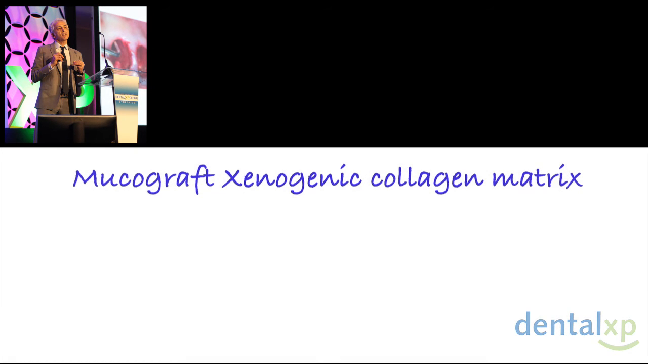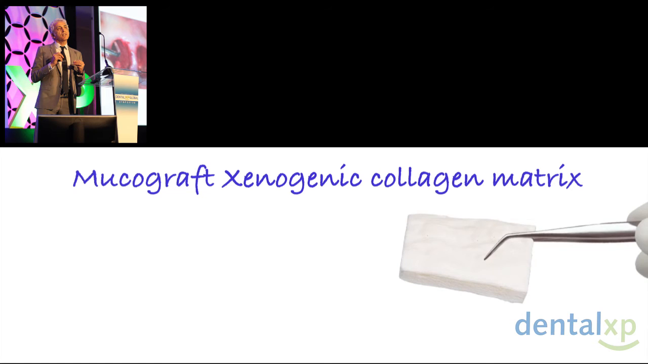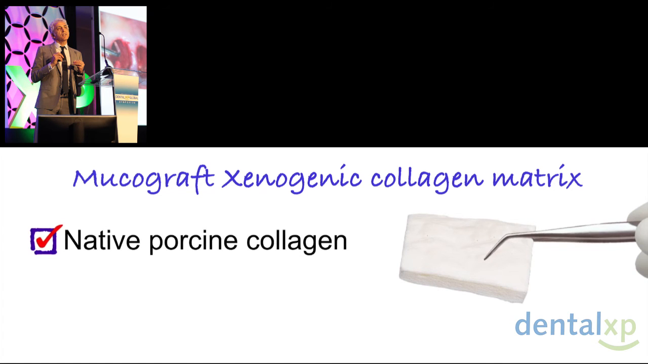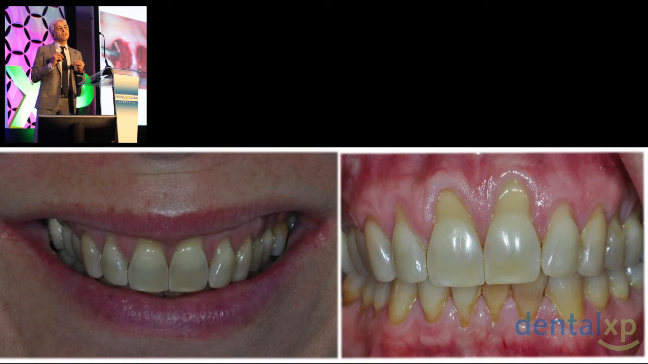Now, in most of these cases that are full mouth, it's not practical to use autogenous tissue, so we have to look at alternatives. And one of the alternatives is a mucograft or xenogenic collagen matrix, which is a native porcine collagen that's not cross-linked. So this is a patient who had seen consultation from a number of periodontists, and she really didn't want to have multiple procedures. And I told her that I'll be able to do the whole mouth in one day, maxilla and mandible.